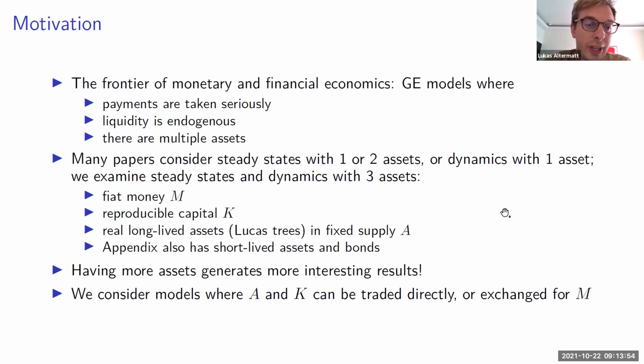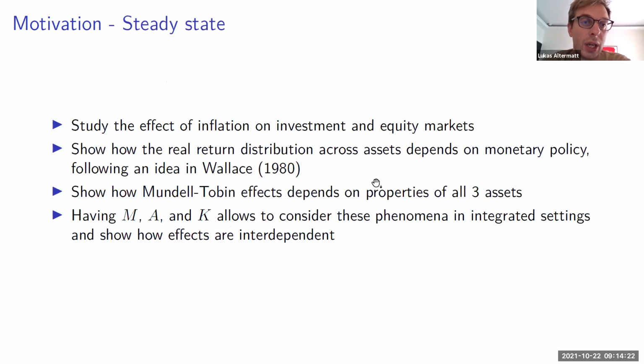For what I'm going to show you today, we'll have models where A and K can be traded directly against consumption. But some people might prefer models with financial markets where, if you have A and K and you want to get consumption, you first trade them against money, M. We also consider that in the paper, and we show that under some conditions, the results are equivalent with a model where you first have a financial market where you trade these assets against money. For steady states, we study the effect of inflation on, for example, investment and equity markets.